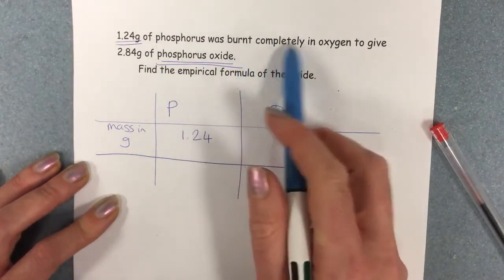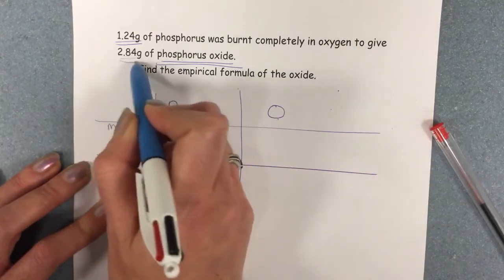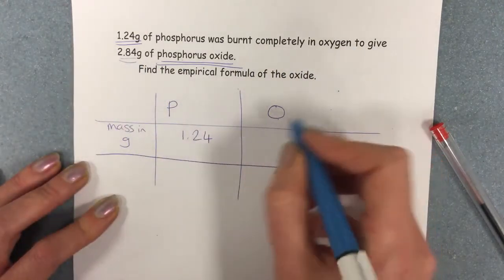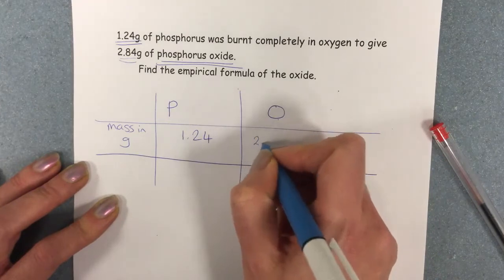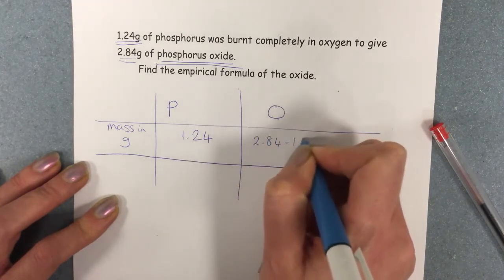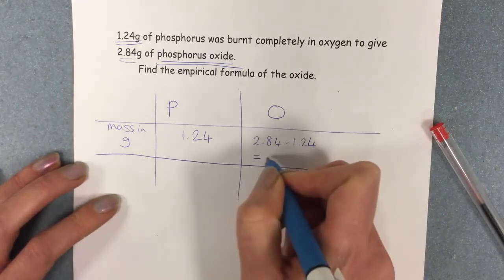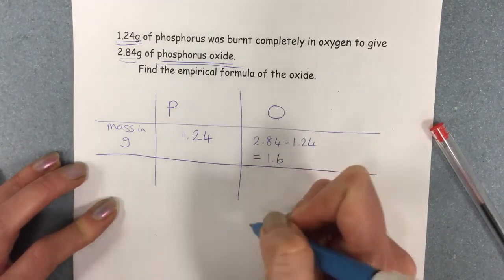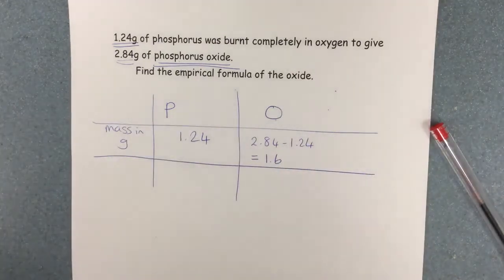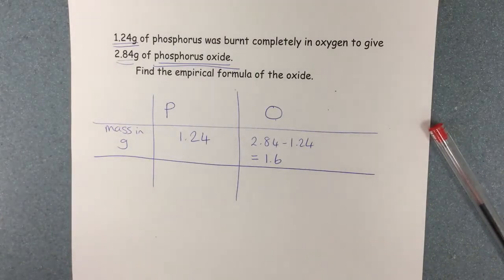Well, it says burnt completely in oxygen and it gives me the final mass. So the amount that's gained must be my oxygen. So 2.84 minus 1.24 gives me my mass of oxygen, which is 1.6. If I was being really picky, I might write 1.60, but we're not being that picky right now.